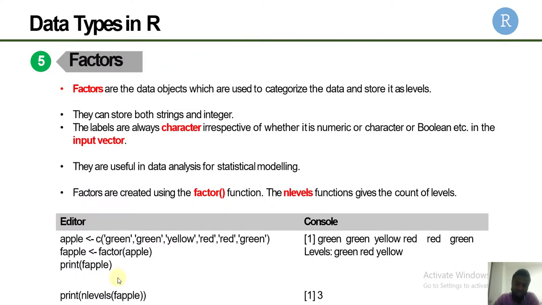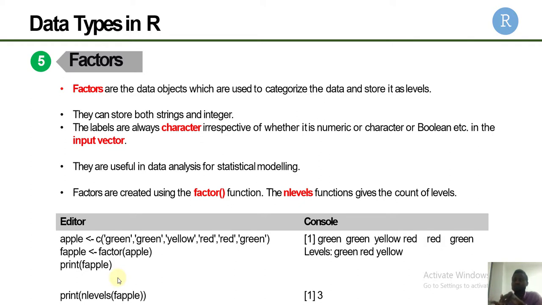The second to the last that we'll talk about is factors. Here I said factors are the data objects which are used to categorize the data and store it as levels. Take your mind back to the video on variables. I said we have two types of variables, numeric and categorical. Numeric, discrete or continuous. Categorical are of two types, either nominal or ordinal. And now there was something I said: to deal with categorical variables in R, we use the factor function, and that is where we are now.